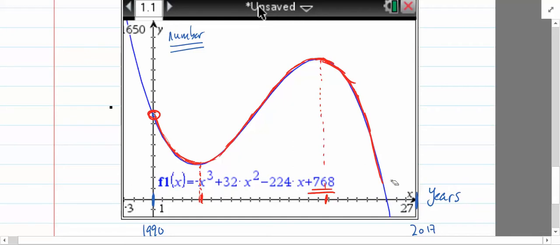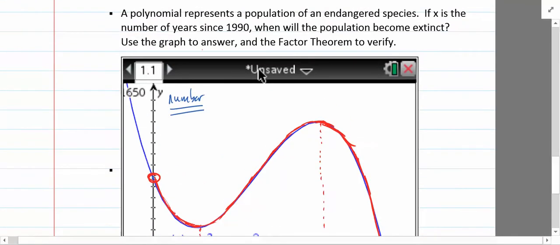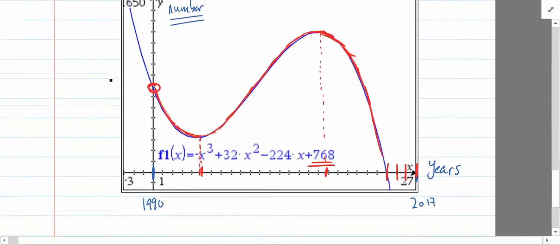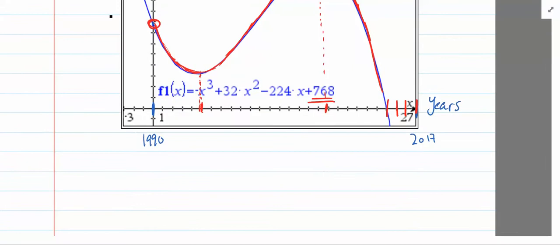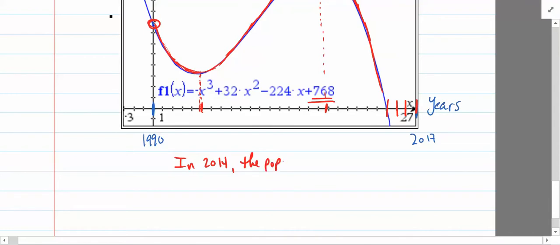Now I'm going to erase my marks here so that we can see a little bit more clearly. If this value here was 27, then we can start counting backwards. This was 26, this was 25, and this mark represents 24 years after 1990. So to answer the question, when will the population become extinct based on this polynomial, the year would have to be 2014. In 2014, the population will become extinct.